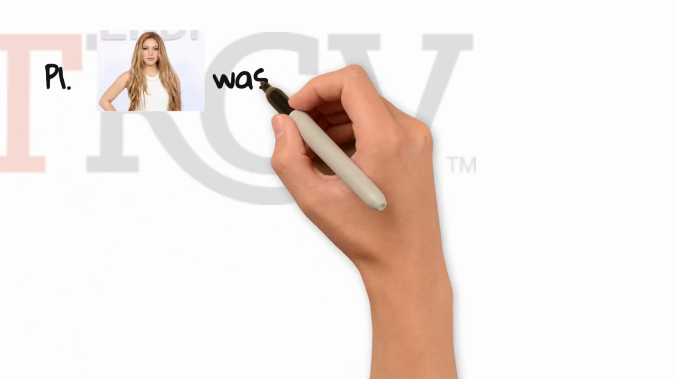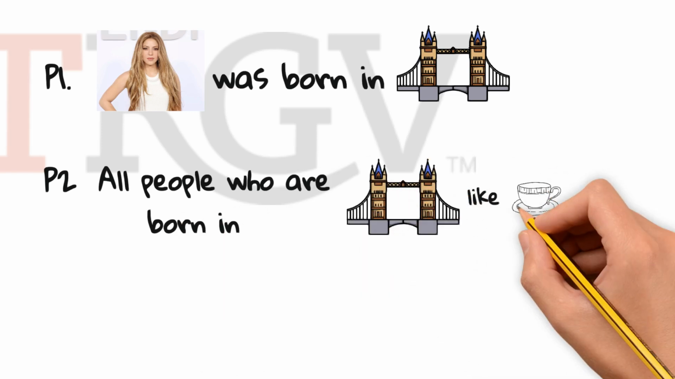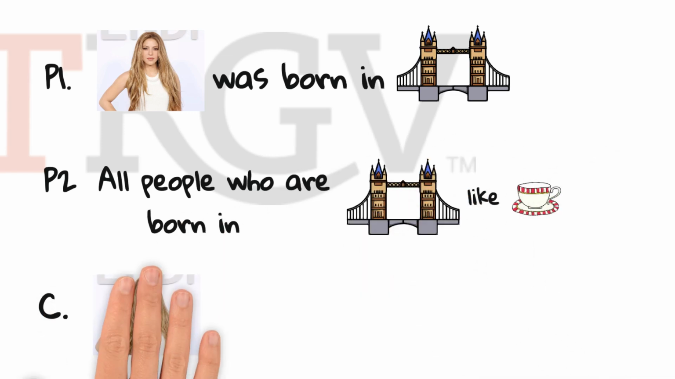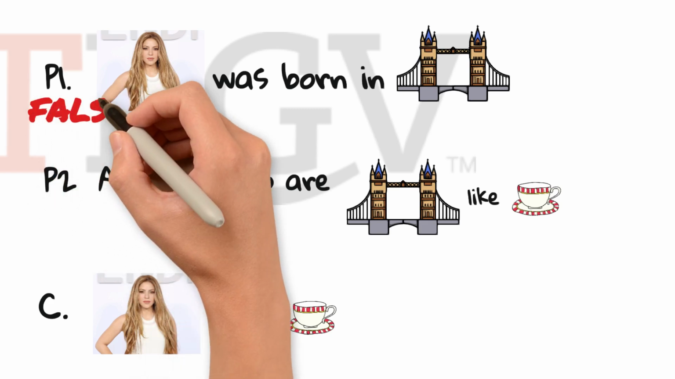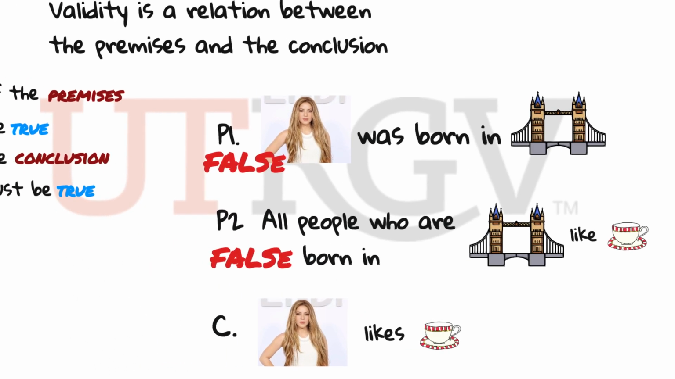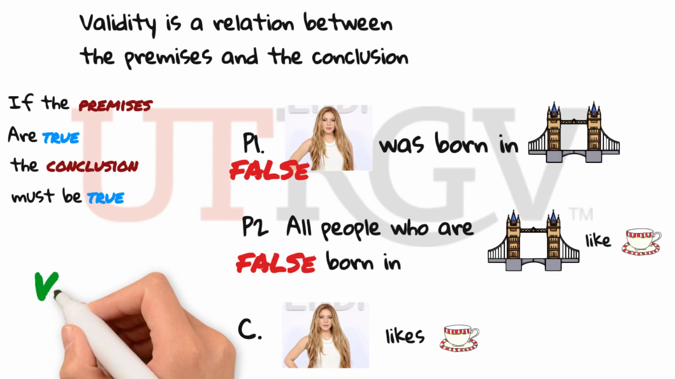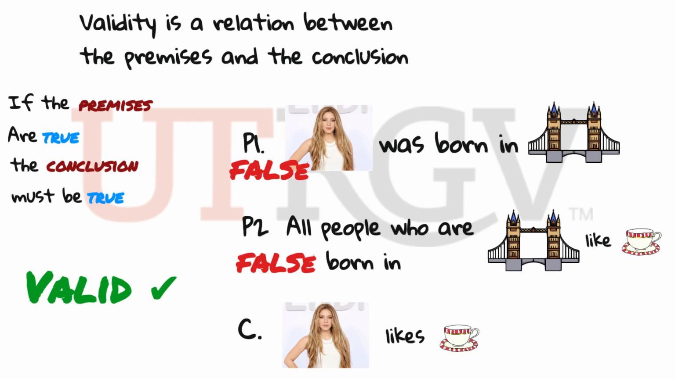For example, premise 1, Shakira was born in London. Premise 2, all people who are born in London like tea. Conclusion, therefore, Shakira likes tea. These premises are false. Shakira wasn't born in London. Not everyone who is born in London likes tea. Nevertheless, the argument is valid because if the premises were true, then the conclusion would have to be true as well. Since the premises are false, even if the argument is valid, it doesn't give you a good reason to believe in the conclusion.